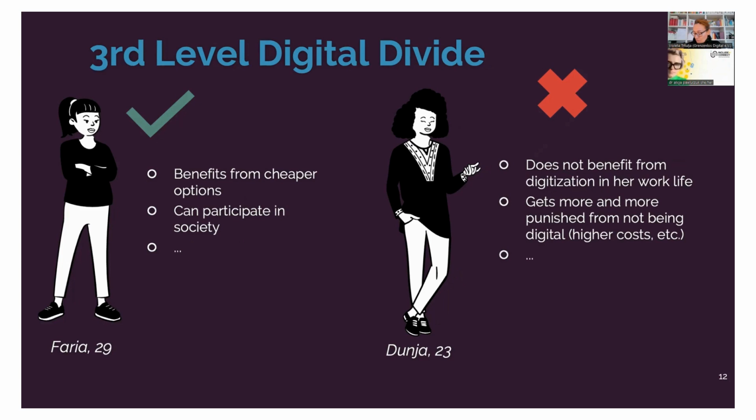And the third level divide is about the outcomes someone has from having the skills and the access to use the technology. So here again, we have Faria, and she benefits from cheaper options because she can actually compare prices on the internet, or she can participate in society. She can use e-government services, so she's saving time. And then we have Dunya, and she does not benefit from digitization in her work life at all, for example. She gets more and more punished for not being digital. So this is also related to higher costs.